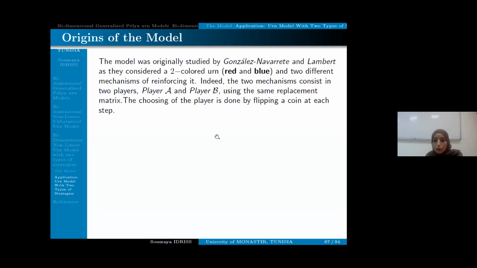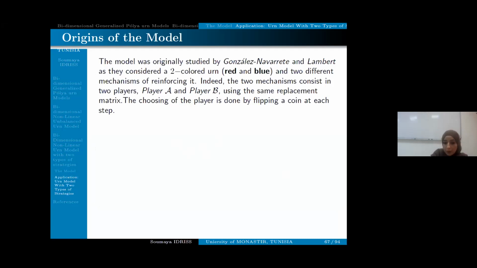So now we move to the last part, which is an application of this model, the model of an urn submitted to 2 types of strategies. This model was originally studied by Gonzalez and Lambert, as they considered a 2-colored urn, red and blue, and 2 different mechanisms of reinforcing it. Indeed, the 2 mechanisms consist of 2 players, player A and player B, using the same replacement matrix.